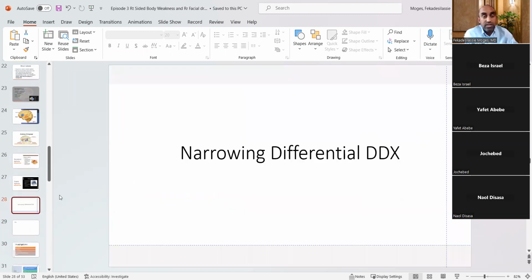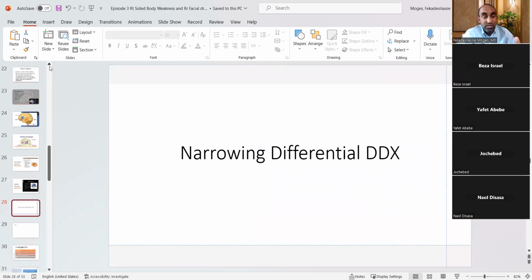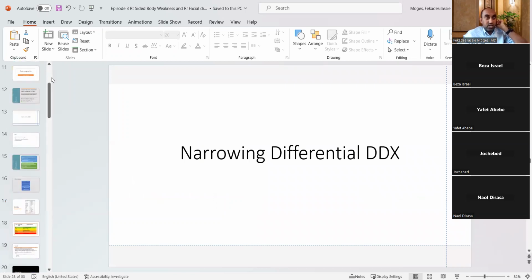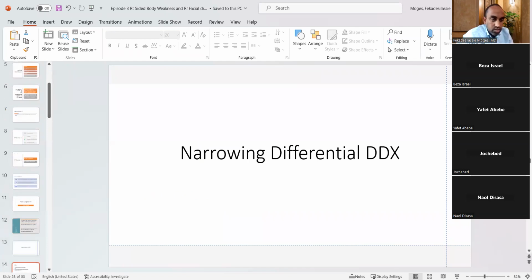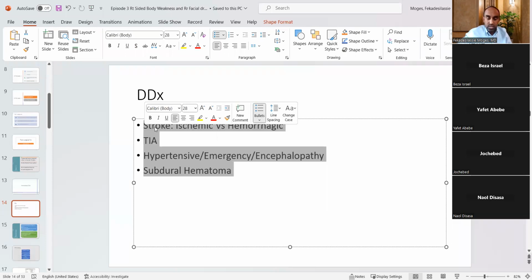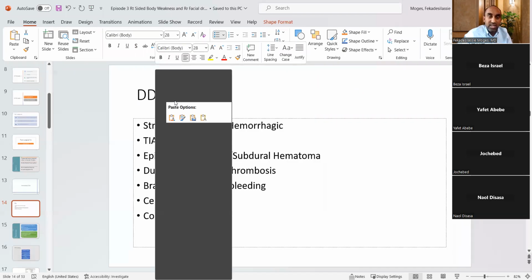Sounds good. So let's narrow our differential diagnosis. Do you want to narrow the differential diagnosis? It's very difficult now, right? So what do you think is going on in this patient? We have a few differential diagnoses. So what is going on? Subdural hematoma, is it possible? TIA and stroke are still possible, right?